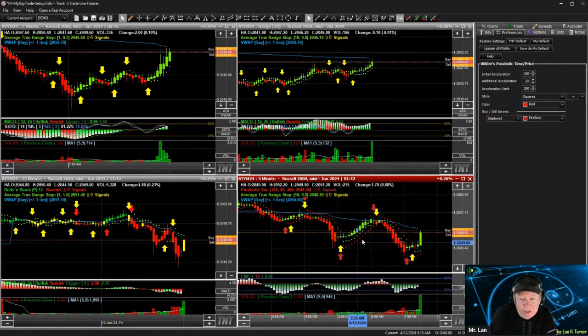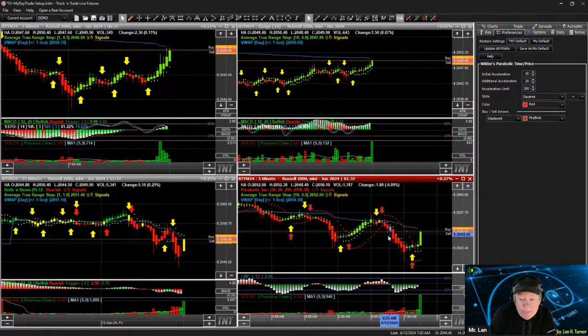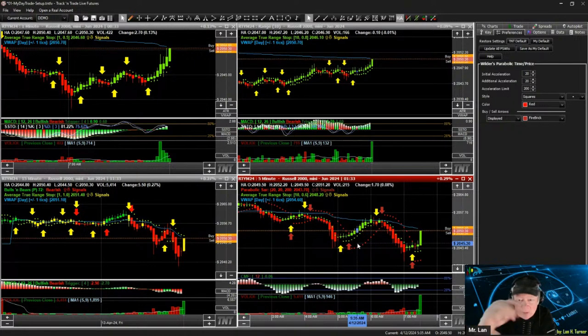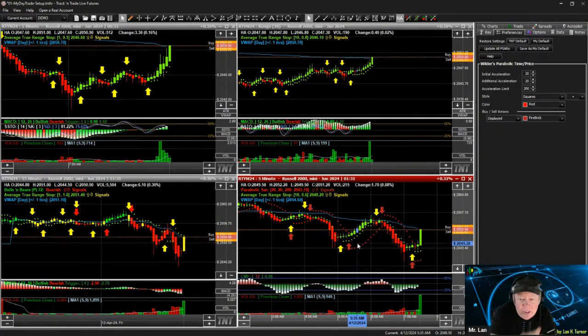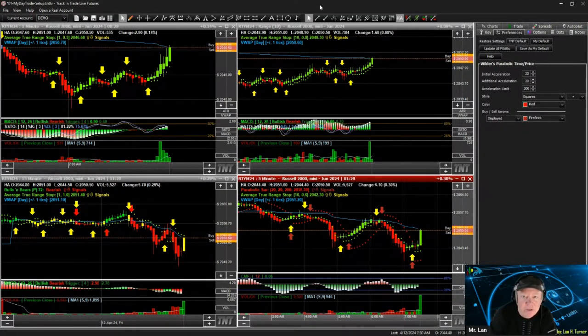And you'll notice the parabolic SAR, and I've got it set pretty aggressive here too. I'm going to set it to the TNT defaults. You'll see that it holds your trailing stop and your entry quite significantly away from the market. And it does that for two reasons.